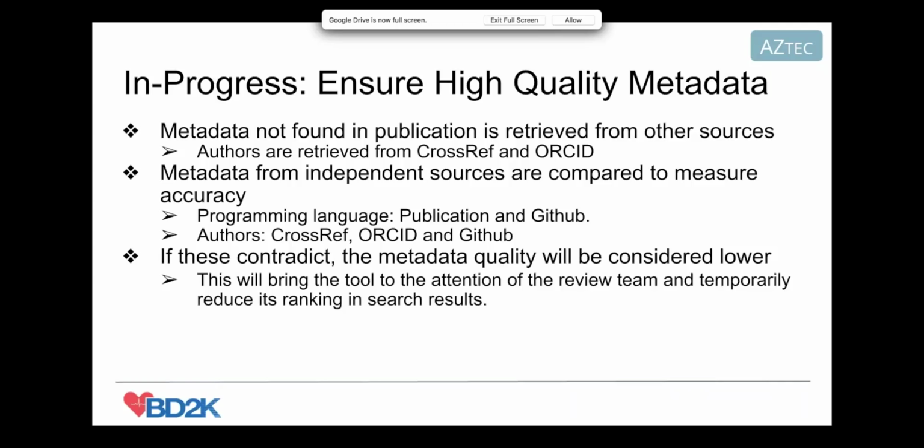Crossref and ORCID are related, in that they derive their list of authors using the same methods, but GitHub is independent. So if we find a lot of consistencies there, like the same first and last names and the same emails for the list of authors, then that lets us know that we have high quality metadata, and that'll give the tool a positive weight to help it rise to the top of search results. And if there are a lot of contradictions, then that will lower the quality of the metadata, bring it to the attention of our review team, and give the tool a lower weight, so it'll be less likely to show up at the top of search results.